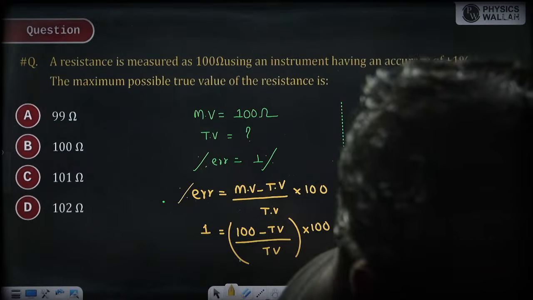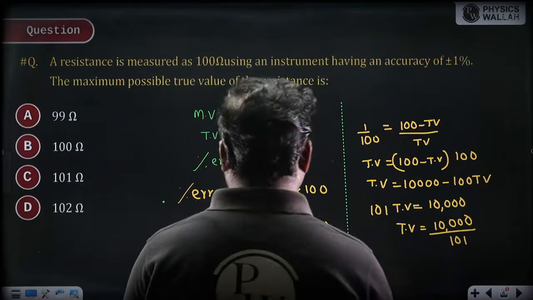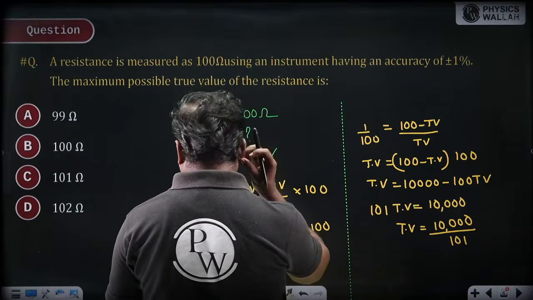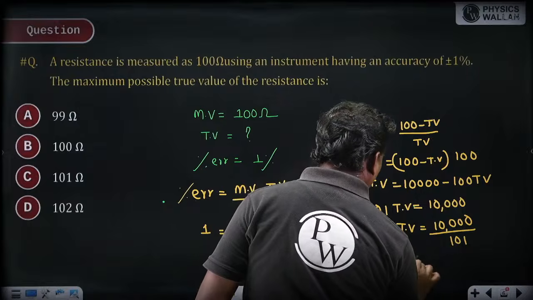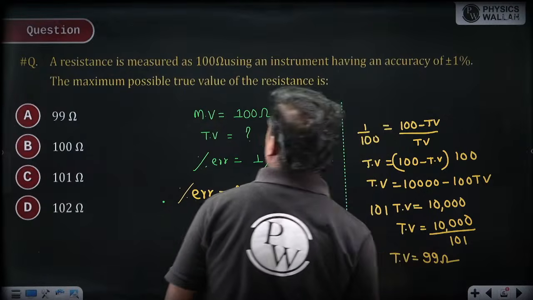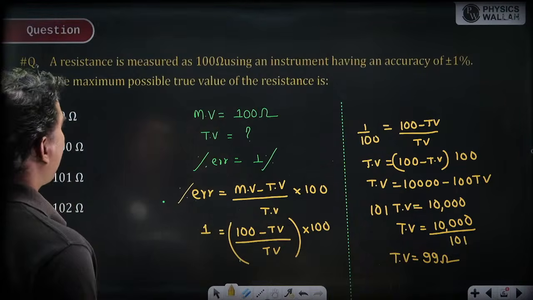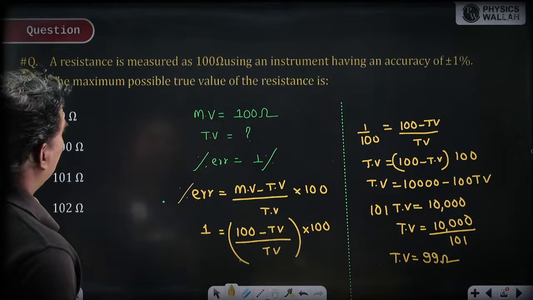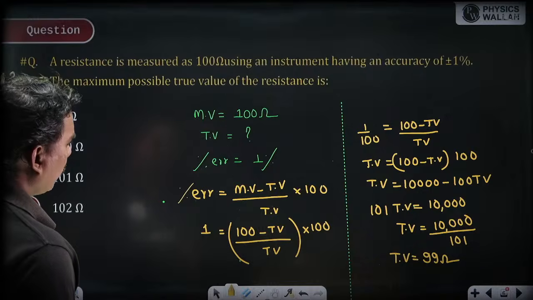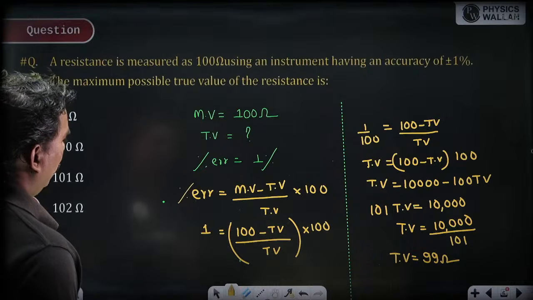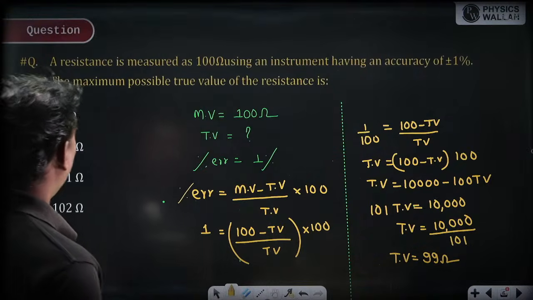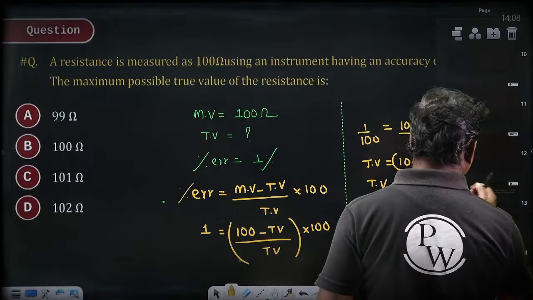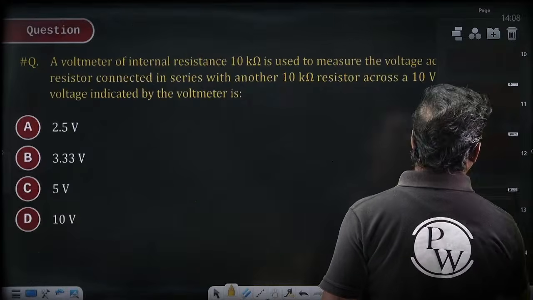Just answer this question. Yes, 10,000 divided by 101. So it is coming around 99 ohms. The true value is 99 ohms. Possibly true value will be always single. Okay. Chalo, let us go for the next question. Yeah, try to answer this question, make it fast.